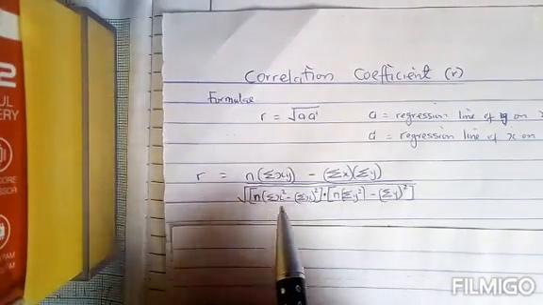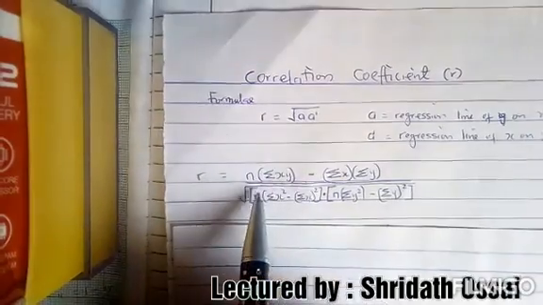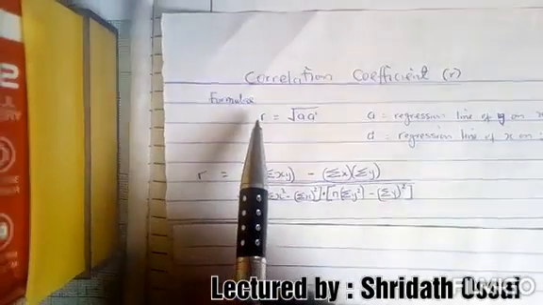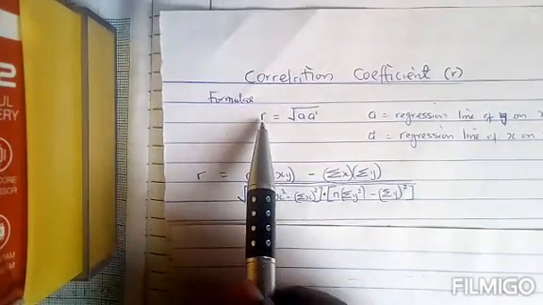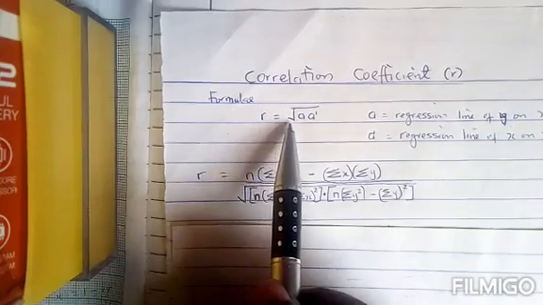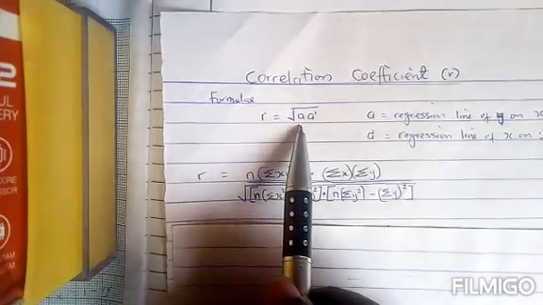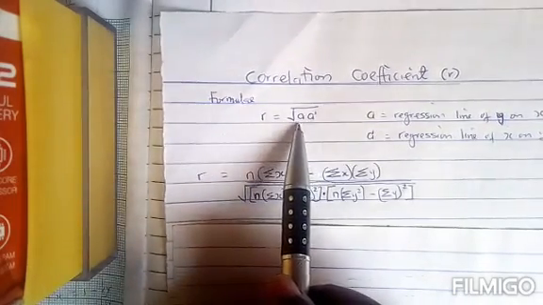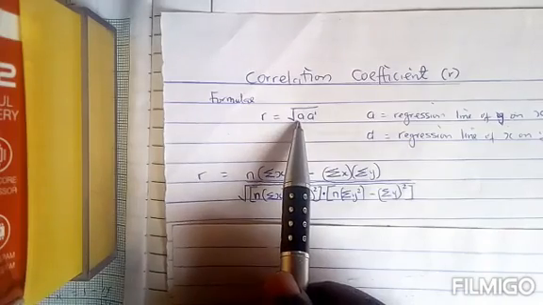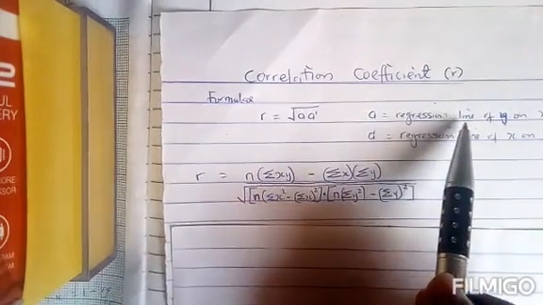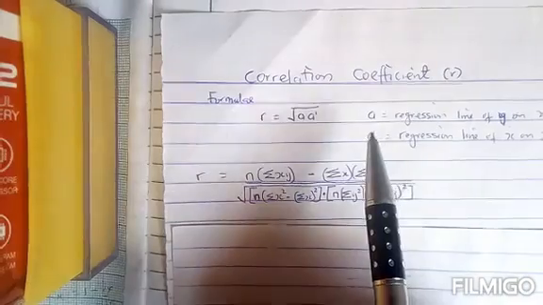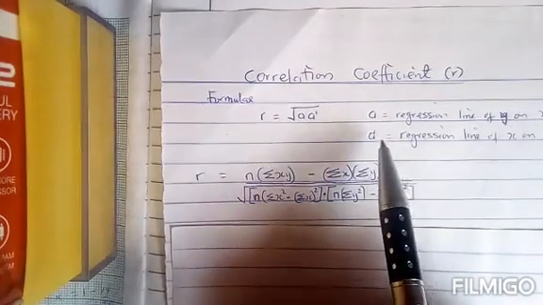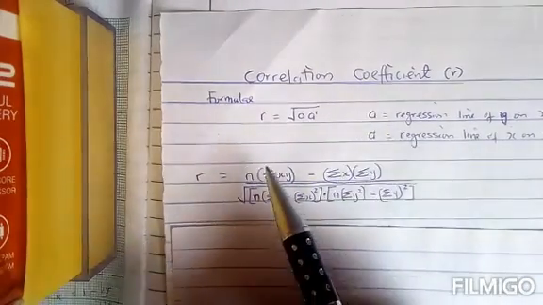Precisely this one. This gave birth to this. R is the coefficient of correlation, is equal to the square root of A times A prime. A here means the gradient of the regression line of y on x. A prime means gradient of the regression line of x on y.